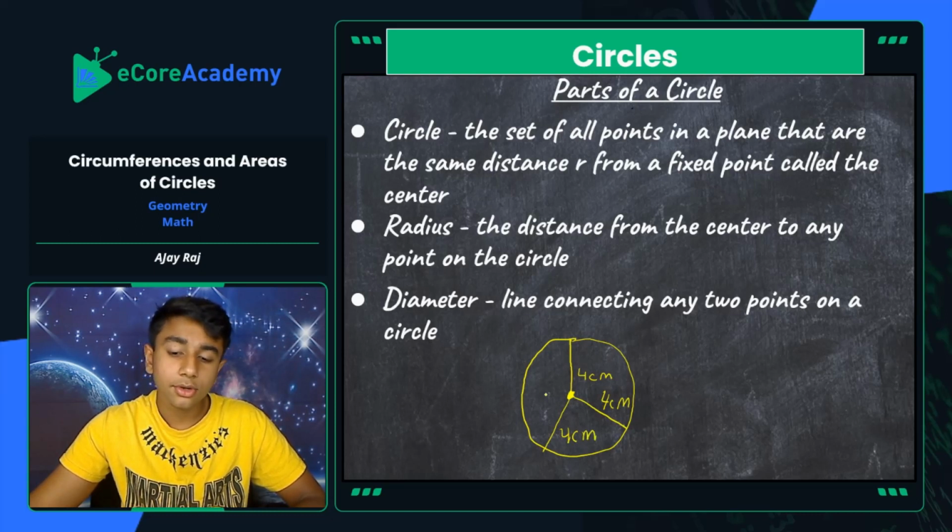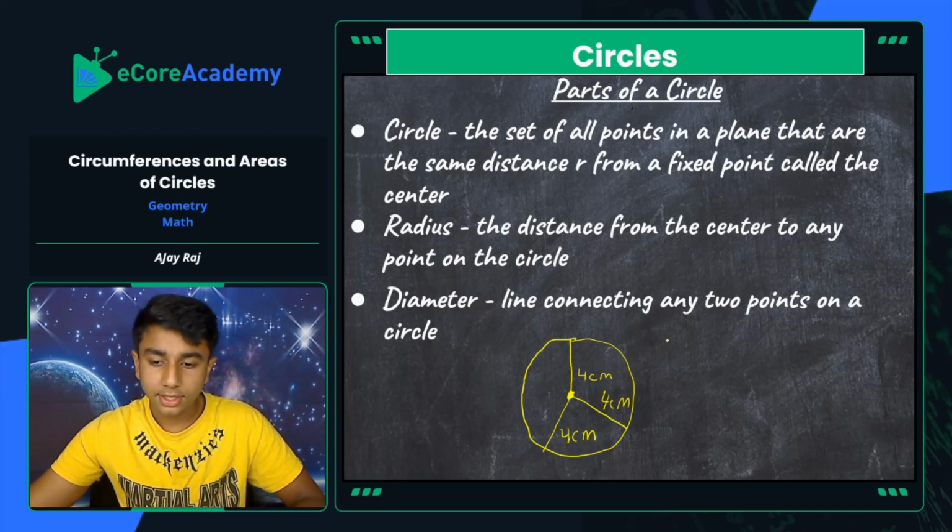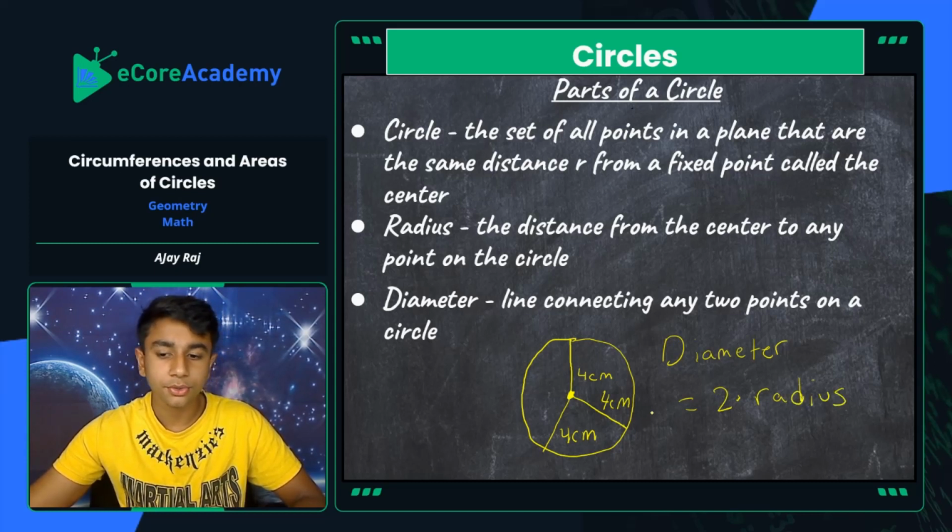And then the diameter is basically a line that connects 2 points, and it's always going to be twice the radius. So I'm going to write this here. Diameter equals 2 times radius. And of course, the diameter and radii are always going to be the same length throughout, in any position on the given circle.